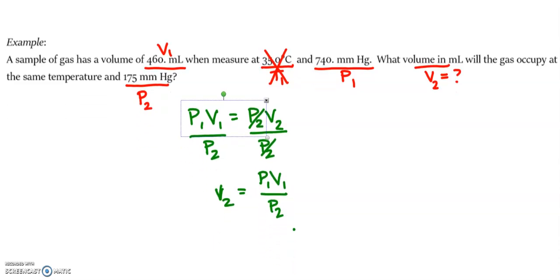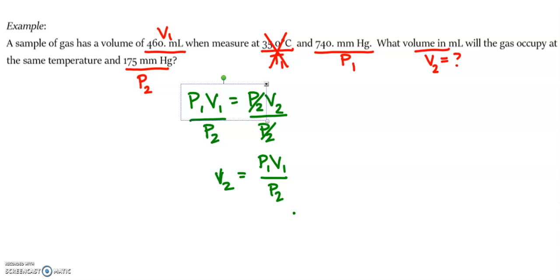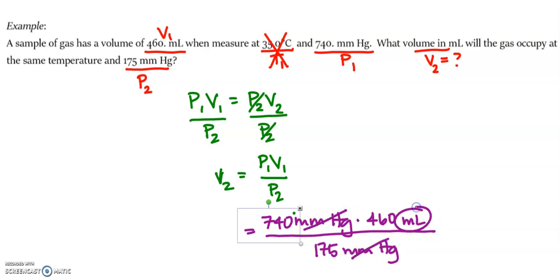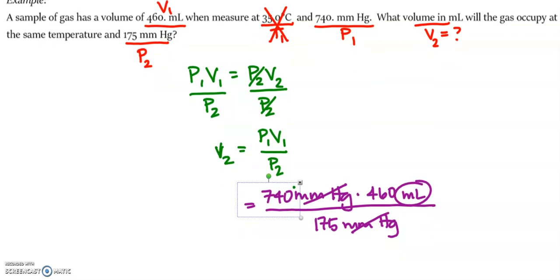And now I'm going to plug in my numbers. So I'm going to get P1, which was 740 millimeters mercury, times V1, which is 460 milliliters, all divided by 175 millimeters of mercury, my P2. And my units, millimeters of mercury, divide out. I'm left with milliliters. That's good.